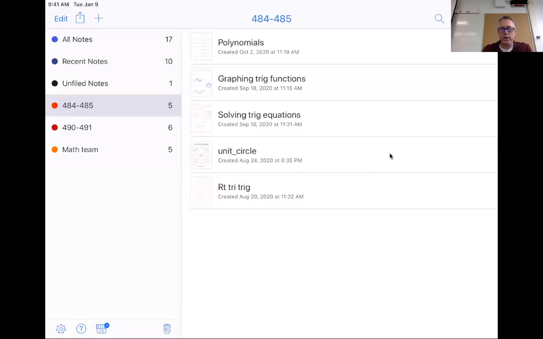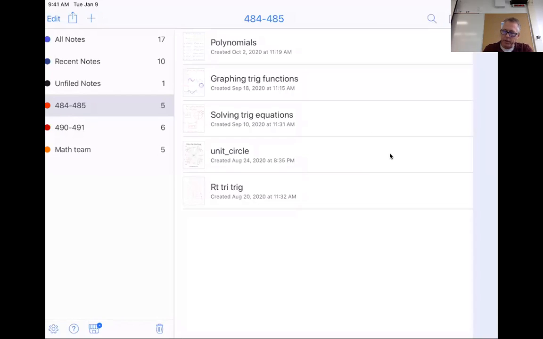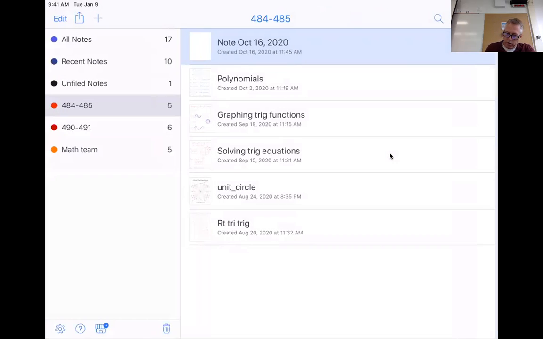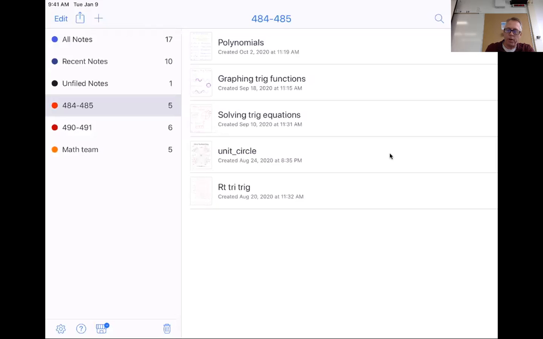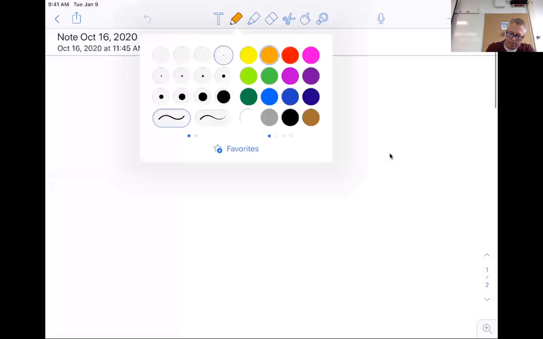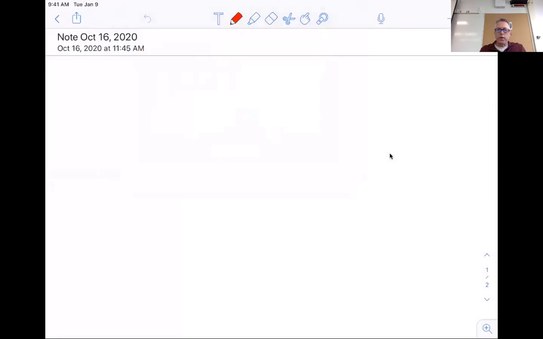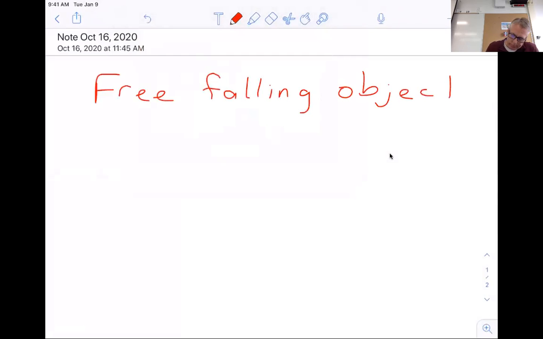So I'll do one example on the app calculator, another one on the handheld, but I'm going to make a new set of notes. Okay, I made a new note, not connecting to the polynomials because this is a slightly different topic. Okay, so we're going to talk about free falling objects, and we're going to apply some of our knowledge about parabolas for these free falling objects.